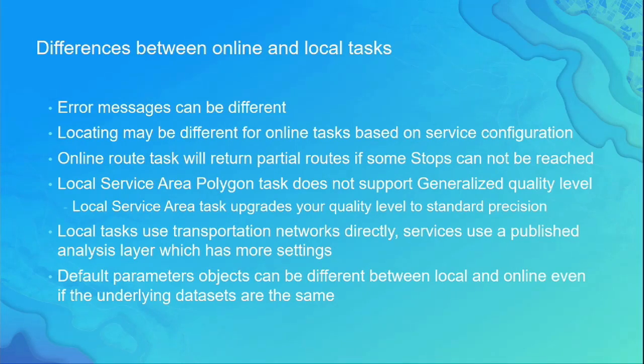Local tasks use transportation networks directly. Transportation network is what you get when you publish a network data set in ArcGIS Pro inside of the mobile map package. If you were to open it up and take a look at it, you'd see the SQLite geodatabase, and hanging out next to that would actually be a bunch of binary files which house your transportation network.